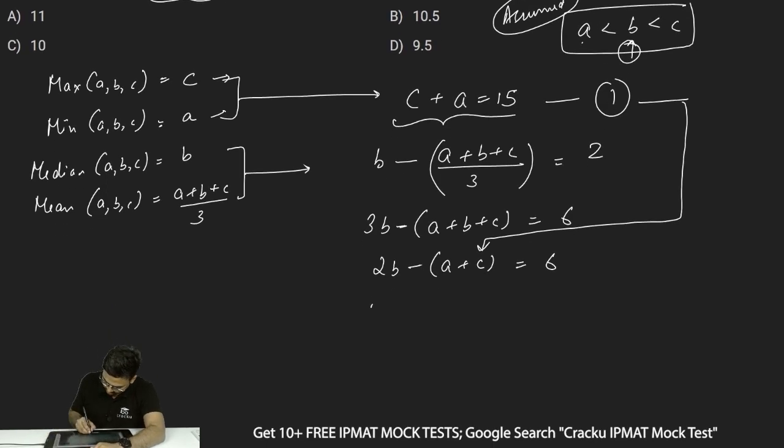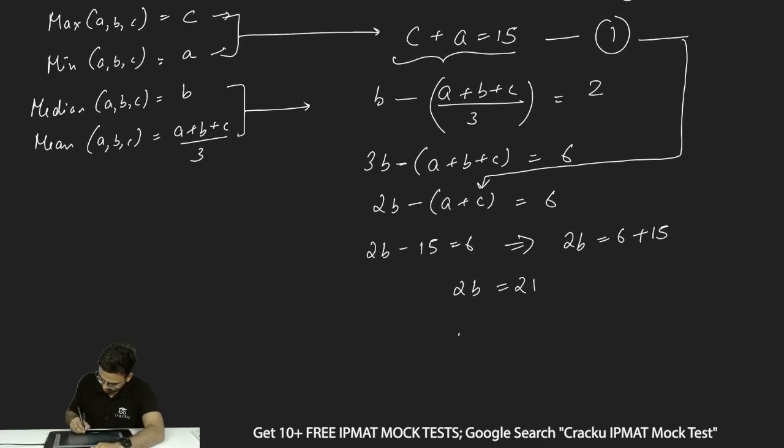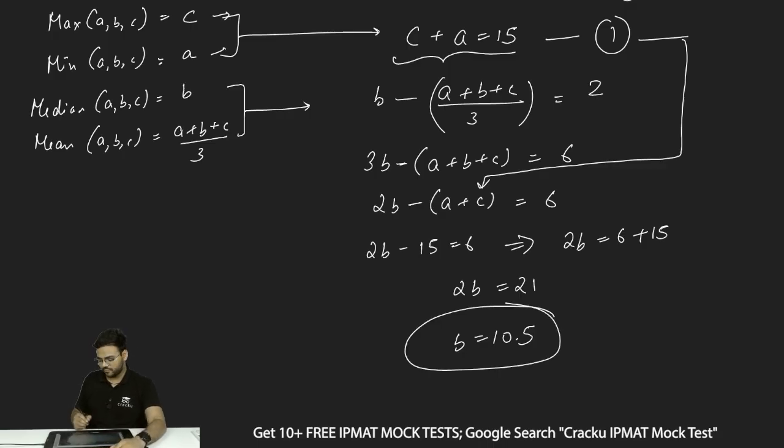So I can write 2B minus 15 will be equal to 6, or I can write further 2B is equal to 6 plus 15, or 2B is equal to 21, or I can further simplify this as B is equal to 10.5. So this is the value of B for me. B is equal to 10.5.